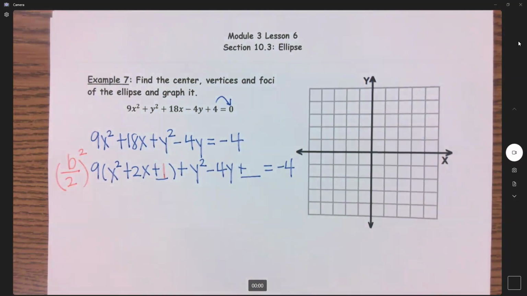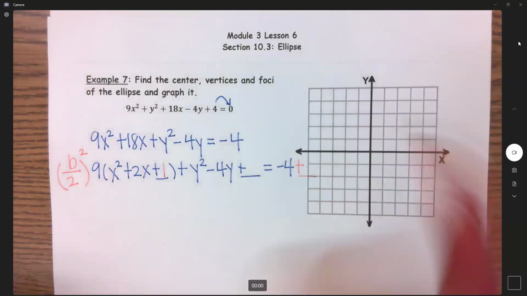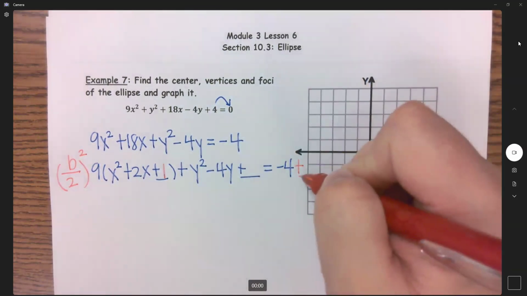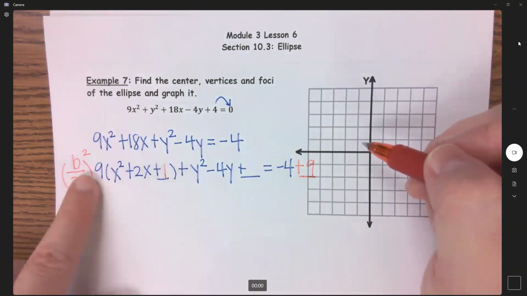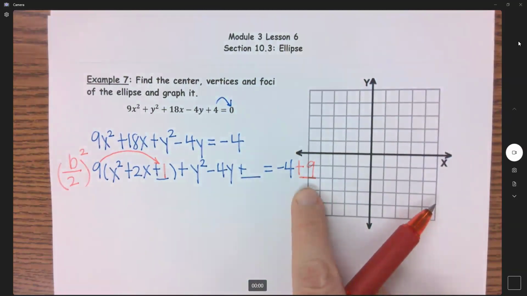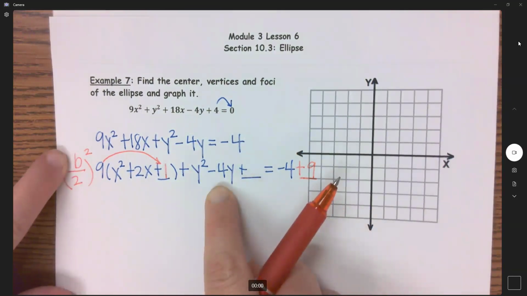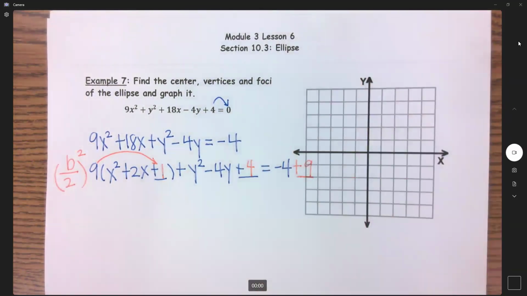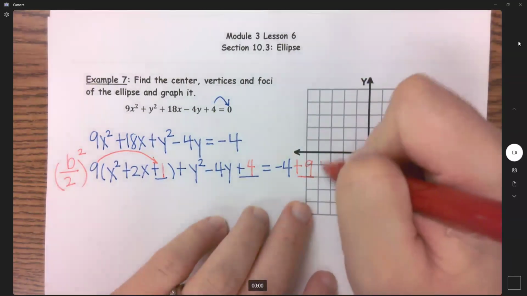What I do to one side, I have to do to the other, but be careful here because I'm not adding 1 to this side. What am I actually adding? I am adding 9. Because if you distribute this 9 back in, we get 9 times 1 to give me 9. Be careful. What are we going to add in here? Well, my b is -4. So -4 divided by 2 is -2, and -2 squared is 4. Now, because we didn't pull anything out of our y's, adding 4 is adding 4.